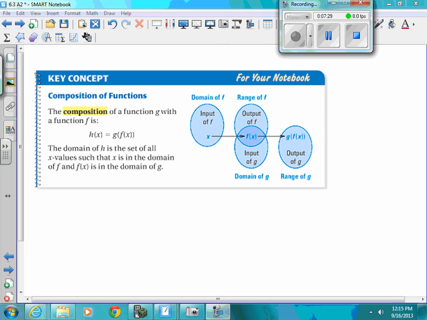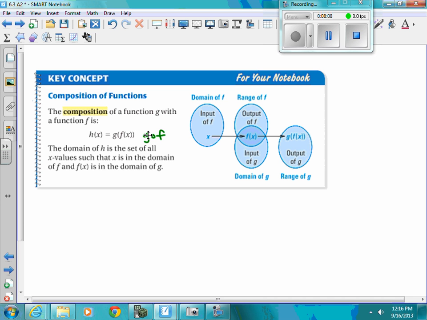Here's something completely new. You probably have not seen this before unless you've taken Algebra 2 previously, or I doubt very seriously you got to it in Algebra 1, but you never know. The composition of two functions. It looks like nested parentheses. It's h of x equals g parenthesis f parenthesis x parenthesis. Okay, and you can also see it written like this: g following f. That little circle means following. So that's an alternative way to write it.